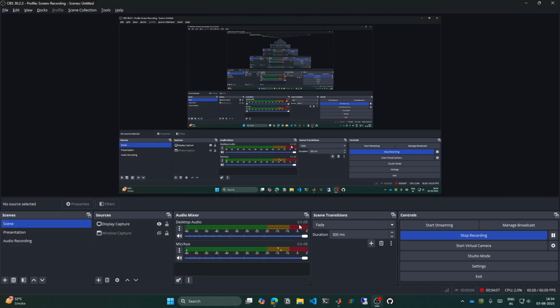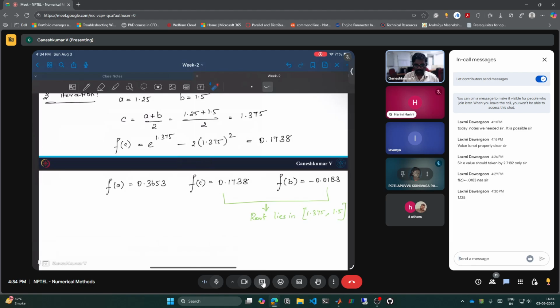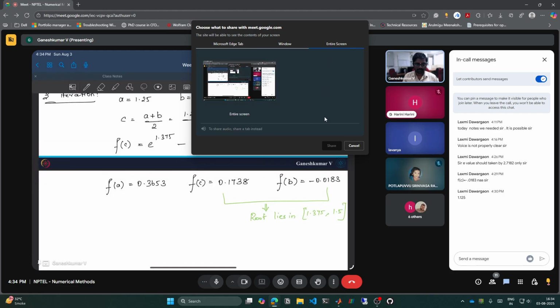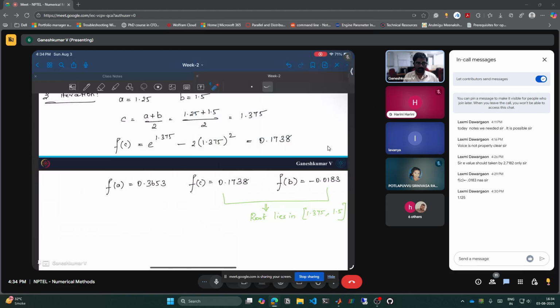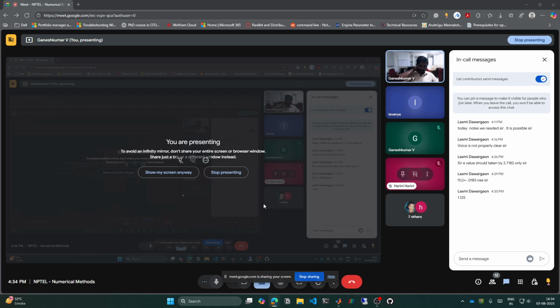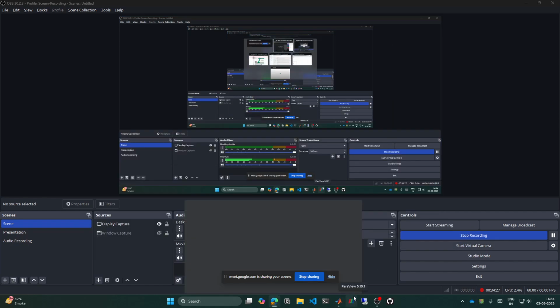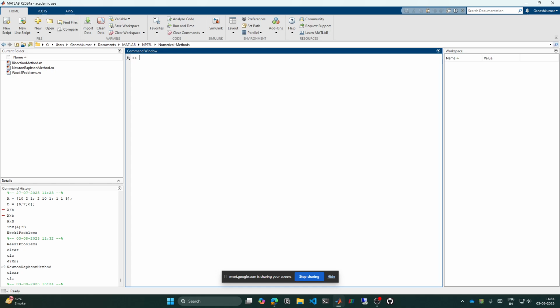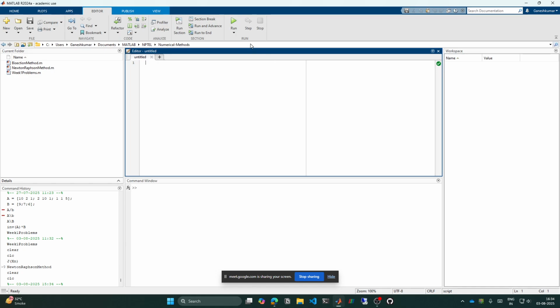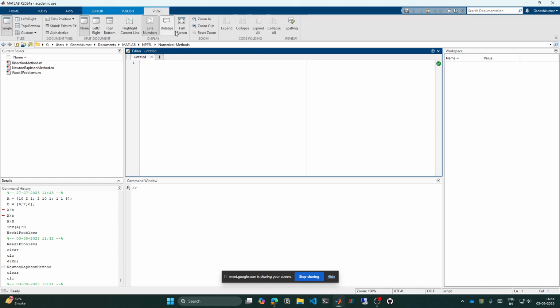Okay, let me present. I hope you guys can see my screen. So this is a MATLAB script. I'm not sure whether you guys are aware of it. You can also do Python, but I'm just going to show you an algorithm. So for example, let's first try the bisection method.